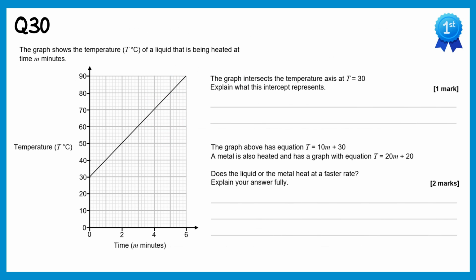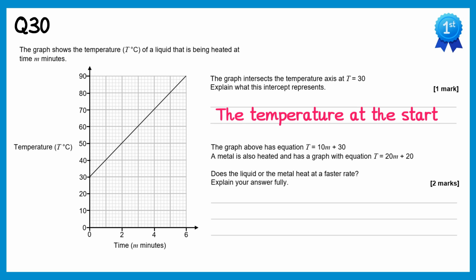In the first part of this question, we need to explain what the intercept means. You can see the intercept over here at 30. When the temperature is 30, the time is at 0. So this is the temperature at the start of the experiment. So we could say that this represents the temperature at the start.